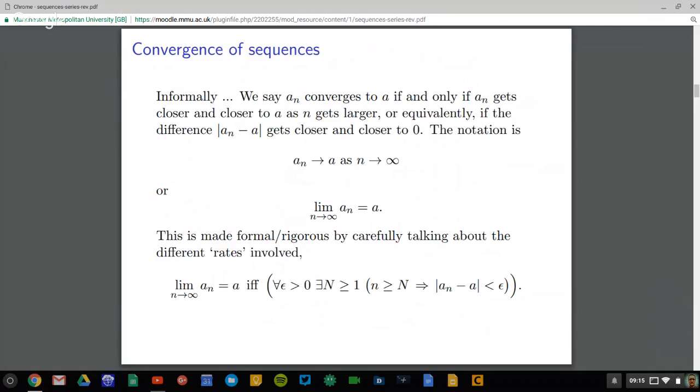We're saying that the sequence a_n is convergent to A if and only if, and this is the formal definition, for every epsilon greater than 0, there exists some capital N bigger than 1, such that if n is bigger than or equal to capital N, then the absolute value of a_n minus A is strictly less than epsilon.